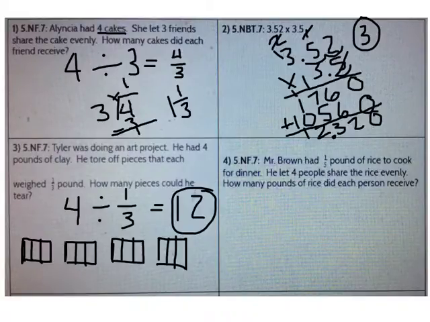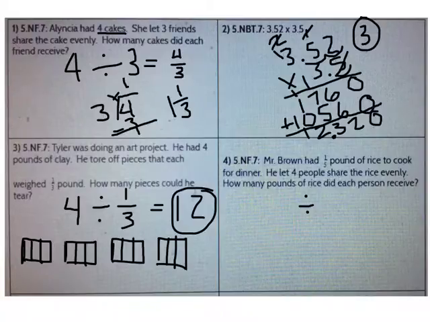Let's look at number 4. Mr. Brown had 1/5 pound of rice to cook for dinner. He let 4 people share the rice evenly. How many pounds of rice did each person receive? What operation do I need to use to solve this problem? I need to divide. Mr. Brown is splitting the rice evenly between 4 people.